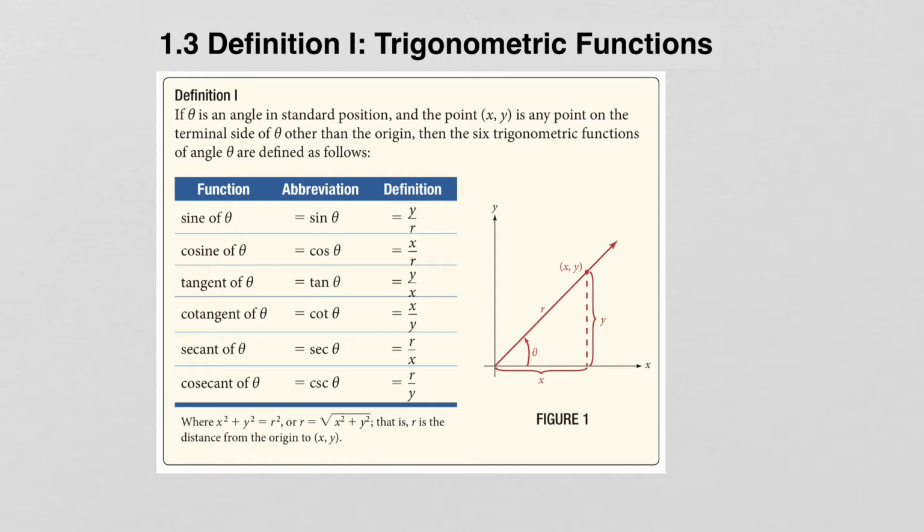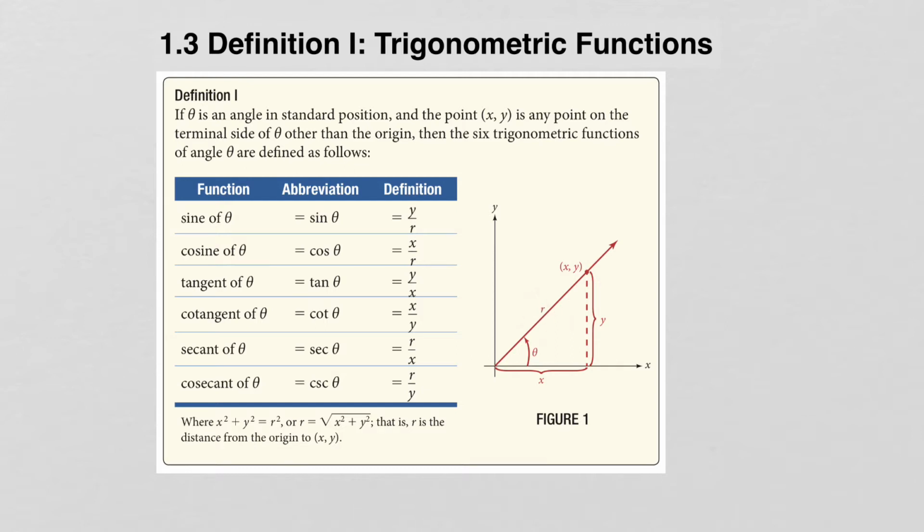So the definition states that the sine of the angle theta is y divided by r. Now, what is r? Well, if we go to our diagram, here's an example of an angle theta drawn in standard position. The point xy is some point on the terminal side of theta. And notice that you can draw a triangle here where this side is x and this side is y. And then r is defined to be the distance from the origin to the point xy.